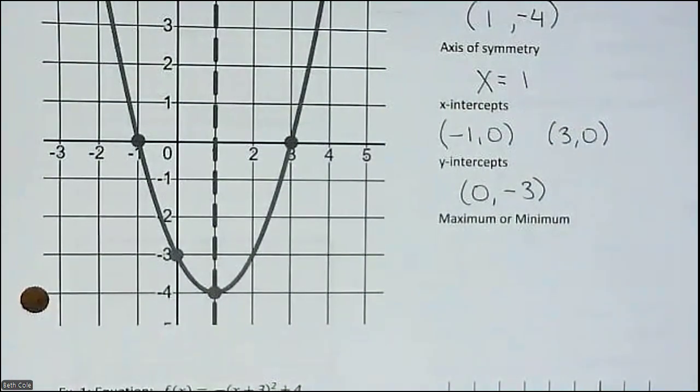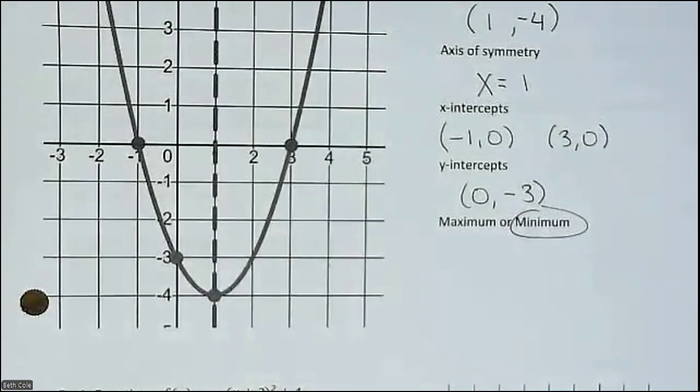And is it a maximum or minimum? This is more vocabulary, but don't overthink this. Maximum means the biggest. Minimum means smallest. Now, it is a minimum because it's the smallest point on the graph.